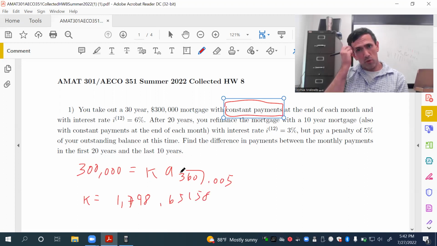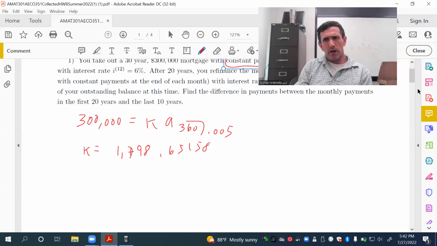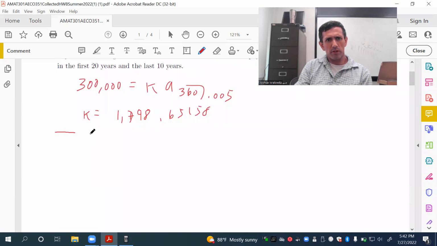Okay, so after 20 years, you refinance the mortgage with a 10-year mortgage, with interest rate I-12 at 3%, but pay a penalty of 5% of your outstanding balance at this time. Find the difference in payments between the monthly payments in the first 20 years and the last 10 years. All right, so if we want to refinance, we've got to figure out the outstanding balance after 20 years. So it's 240 months.